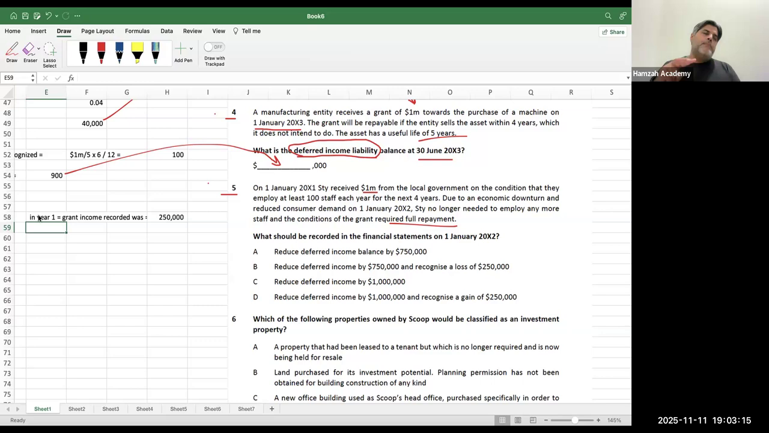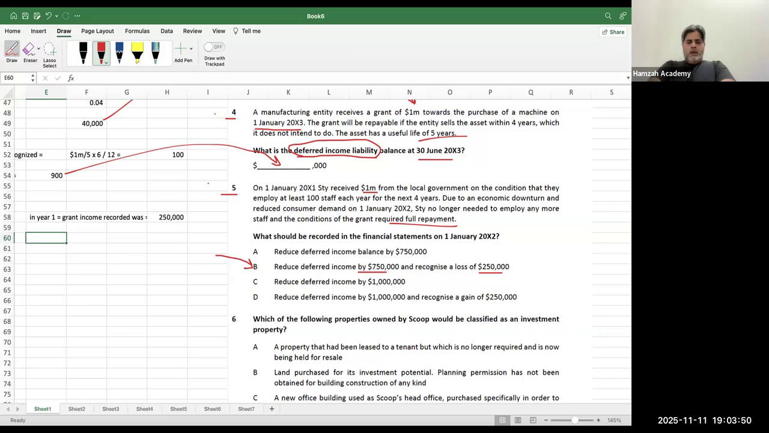Number two is, you are going to reverse the income that you recorded, and then reverse your deferred income and record it as your current liability, right? So technically, you will reduce the deferred income by 750,000 and recognize a loss of 250,000. Recognize the loss, or you can say recognize the expense over here. So that's going to be option B, the correct one over here, right?